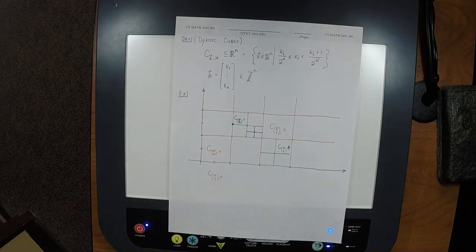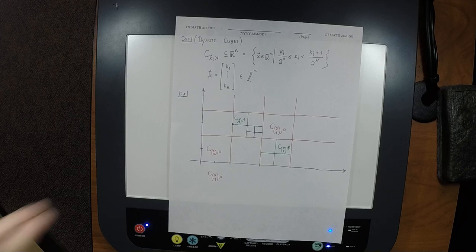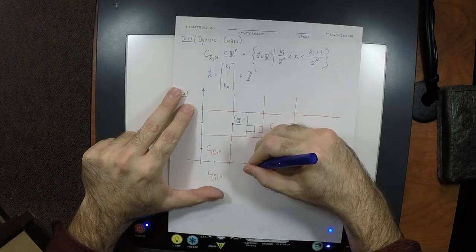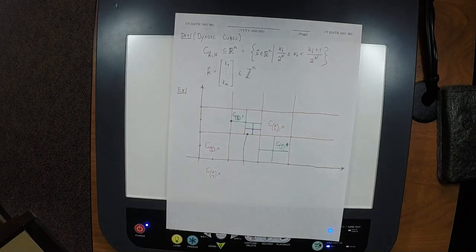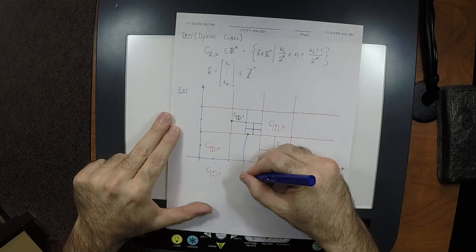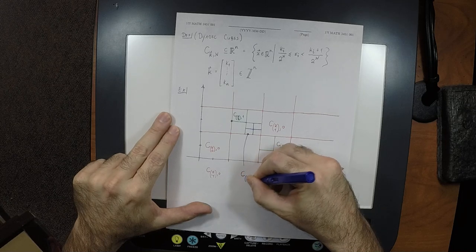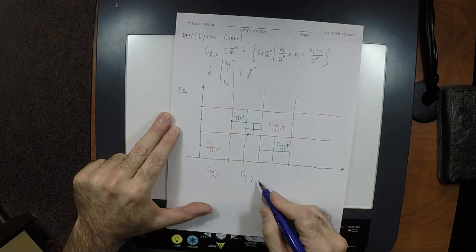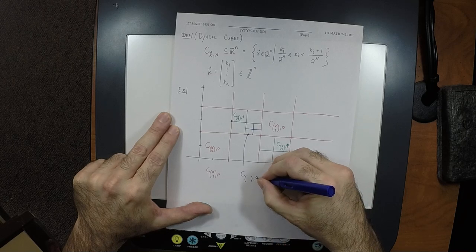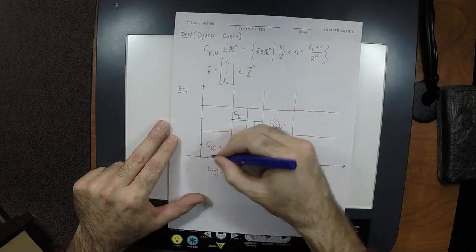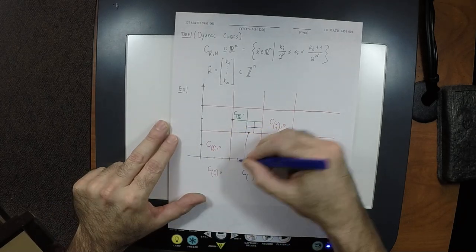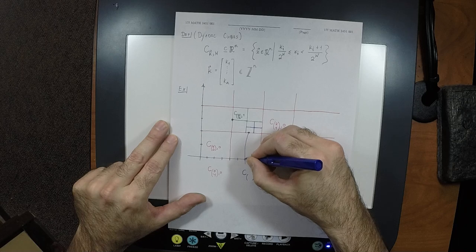Okay, and then just for the sake of argument, let's name one of these. So what is that one right there? In the first place, it's going to be C something or other, but at what level? It's going to be at level 2, and now we have to count, right? Okay, so let me count.